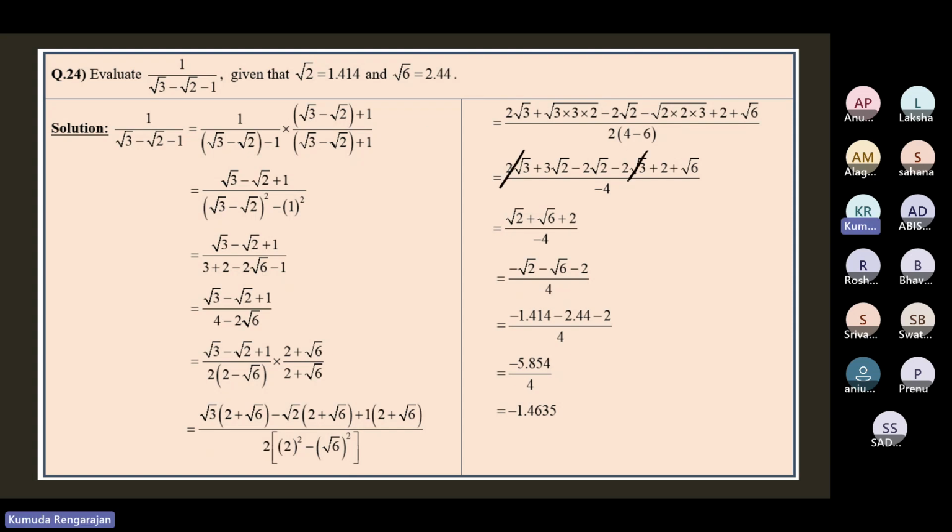Plus 2 root 3 minus 2 root 3. 3 root 2 minus 2 root 2 is root 2. Then this root 6 and plus 2, divided by minus 4.